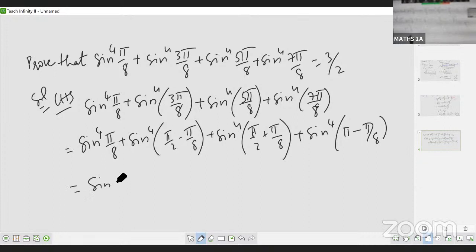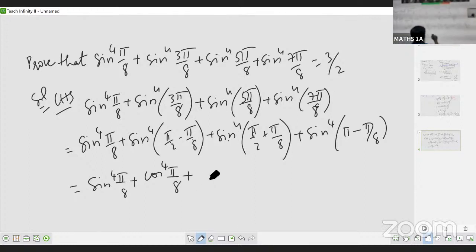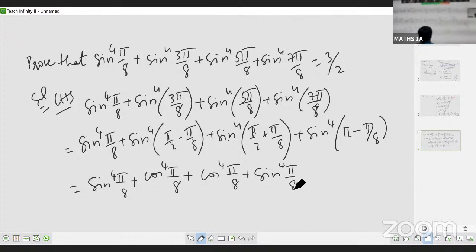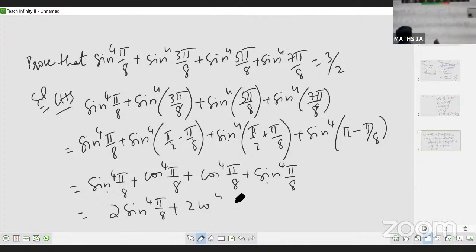That is sine power 4 pi by 8 plus sine 90 minus theta is cos theta, sine 90 plus theta is cos theta. For 90 angle the ratio will change. Sine 180 minus theta is sine theta only. Now it's the same thing. Sine power 4 pi by 8 plus sine power 4 pi by 8 gives 2 sine power 4 pi by 8 plus 2 cos power 4 pi by 8.